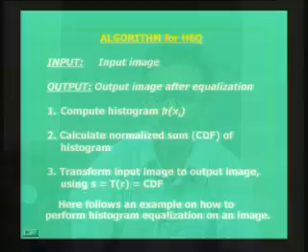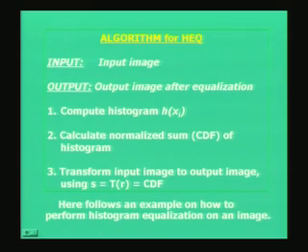So, whenever your transformation function S equal to T(R) is equal to the CDF of the image, or what is called the normalized sum of the histogram, then that gives you histogram equalization. That is as simple as that. Easy to implement, the formulas are very easy, as you can see here, and we will now look at an example on how to perform histogram equalization on an image.